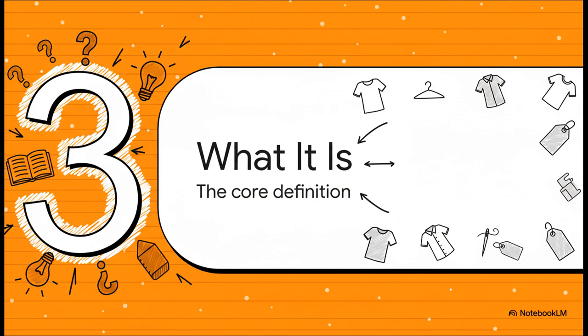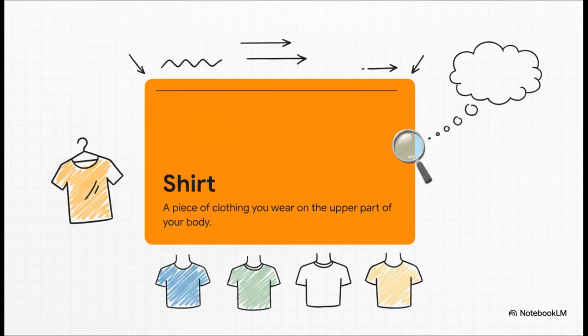Okay, we've got the sound down. So what's the next logical step in our blueprint? Well, what does this word actually mean? And there you have it. It's just beautifully simple, isn't it? A piece of clothing you wear on the upper part of your body. There's no jargon, no complicated ideas. It's just direct, it's clear, and pretty much anyone on the planet can understand it.